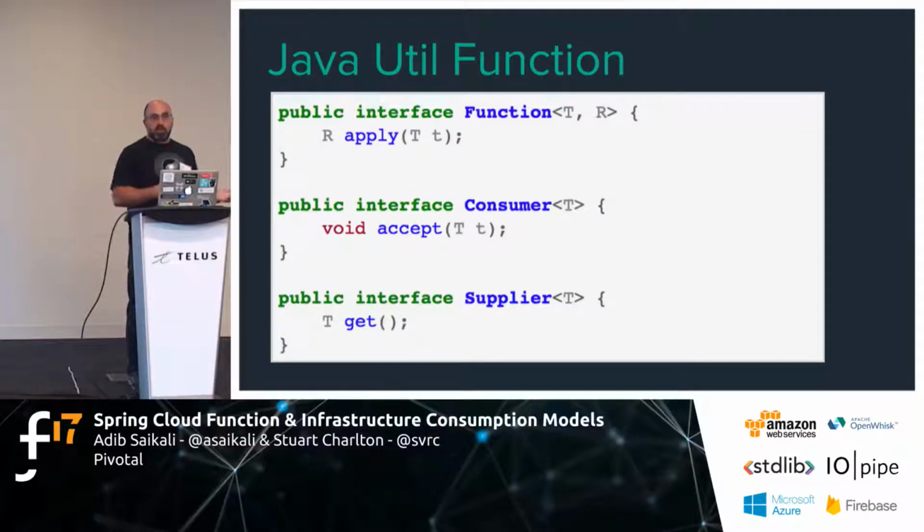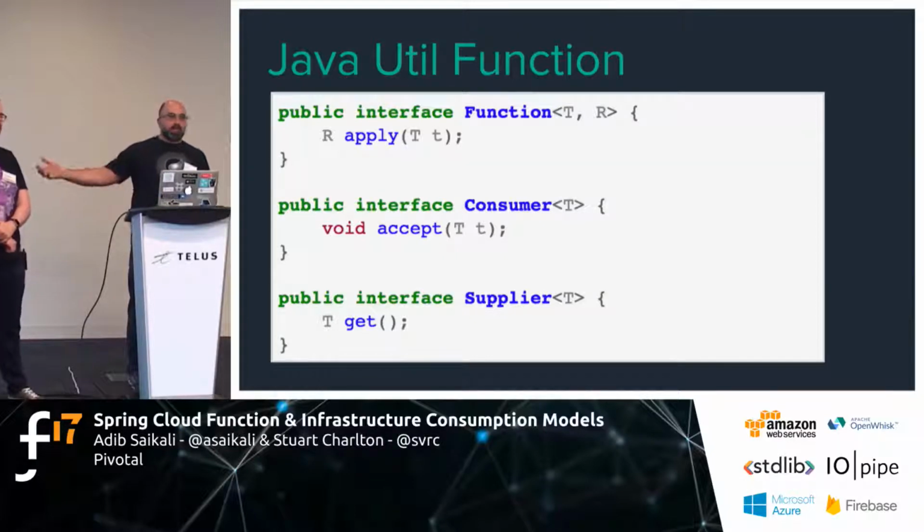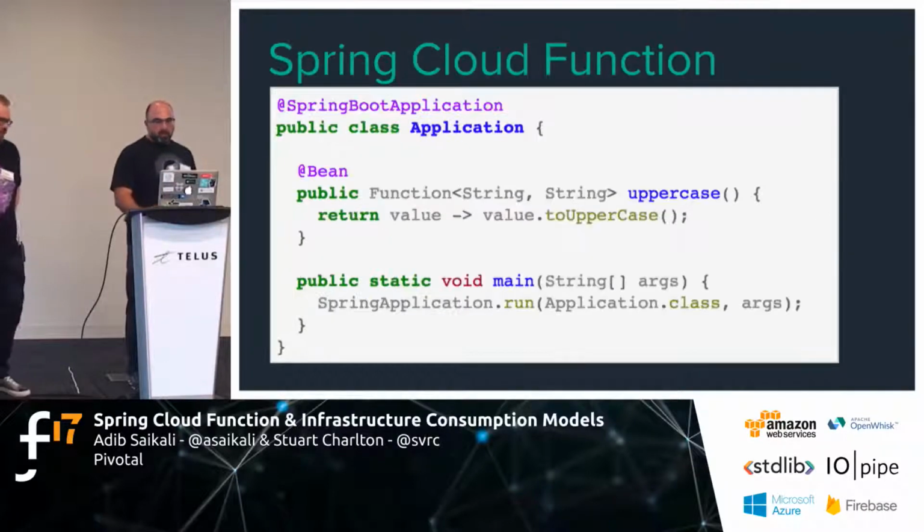Consumer will consume something without producing a result, like reacting to an incoming message and doing something against the database or running a batch job. Supplier will produce something without any input. Function will take an input and produce an output. And so we saw already this code, so I'll skip over it.